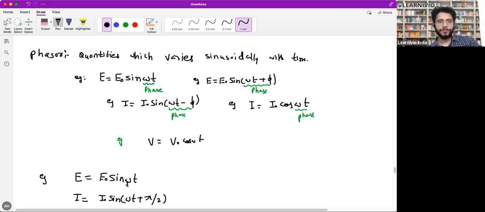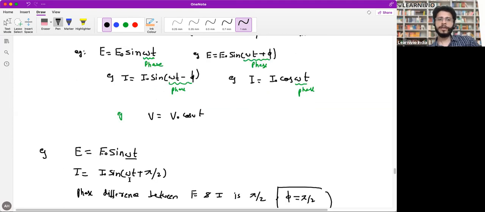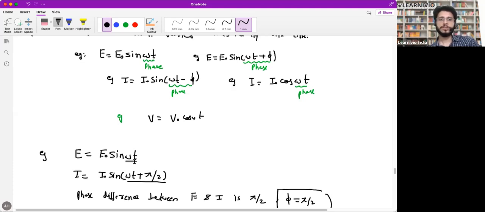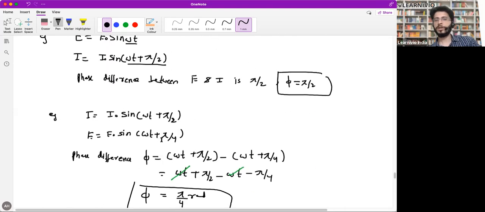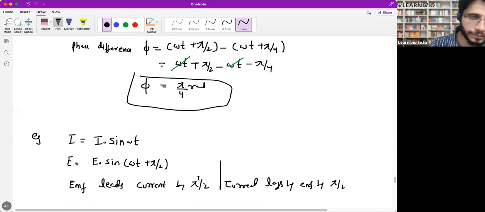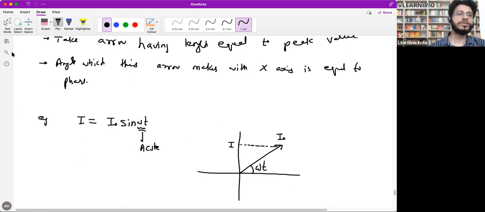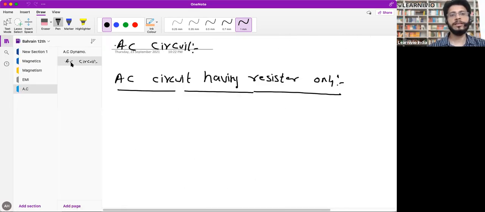See there. Here the phase is omega t. Here the phase is omega t plus pi by 2. This omega t and omega t plus pi by 2 have a phase difference of pi by 2. So the phase difference is pi by 2. Similarly, if I give this example, omega t plus pi by 2 and omega t plus pi by 4, when I ask phase difference, we subtract their phases. We are left with pi by 4. That's the phase difference. Okay, so this is what we did in the last class.